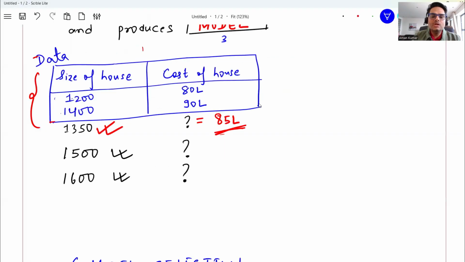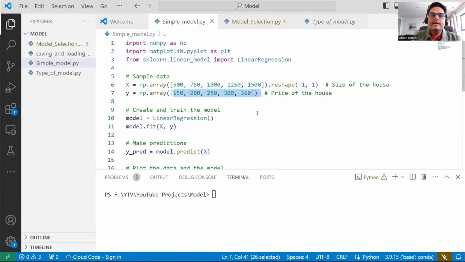Now we have the data and we have the algorithm, linear regression. We have two things now. In line number 3, we have imported the algorithm. In lines number 6 and 7, we have the data. Now we are ready to create our model. That is what we are doing in line number 10. We are saying, give me a linear regression model. This is just the initialization part. And then in line number 11, we are saying model.fit(X, y).